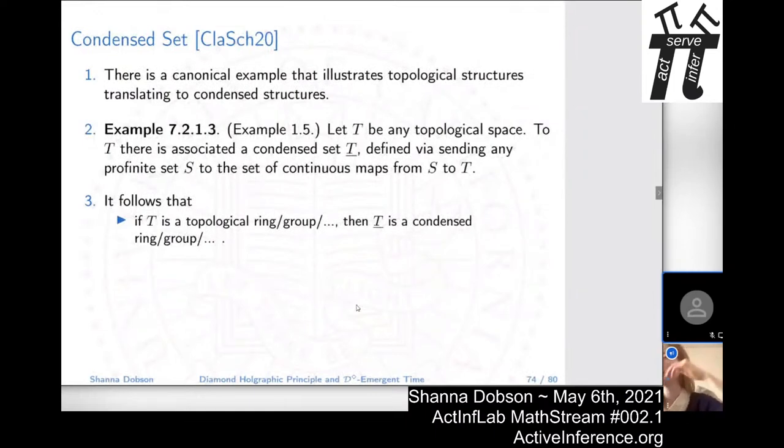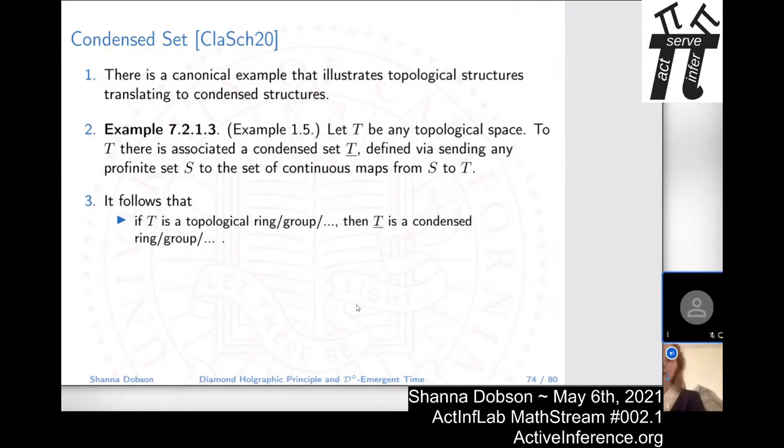The way that you can associate this: you take T to be any topological space. To T, there is an associated condensed set, T underline. You saw the underline in the spot of Q_p, slick atomic mod Galois action, with the underline that I showed you earlier. This is defined by sending any profinite S to the set of continuous maps from S to T.